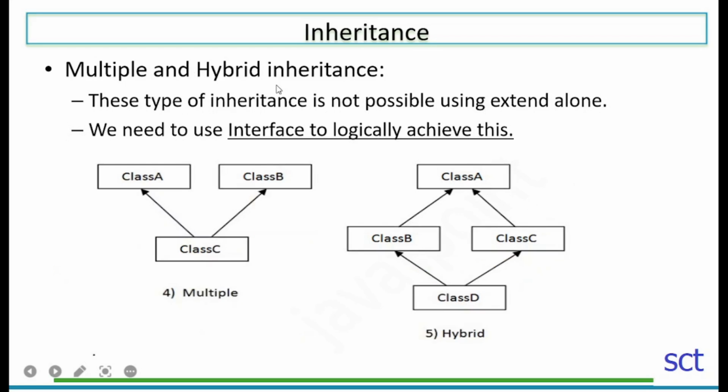Next, multiple or hybrid inheritance. You have class A and class B, and class C is derived from class A and at the same time from class B. This is called multiple inheritance. And you have hybrid inheritance, which is very similar. It is a combination of multiple inheritance and multi-level or hierarchical inheritance. So you have a hierarchical inheritance here, and you have multiple inheritance here.